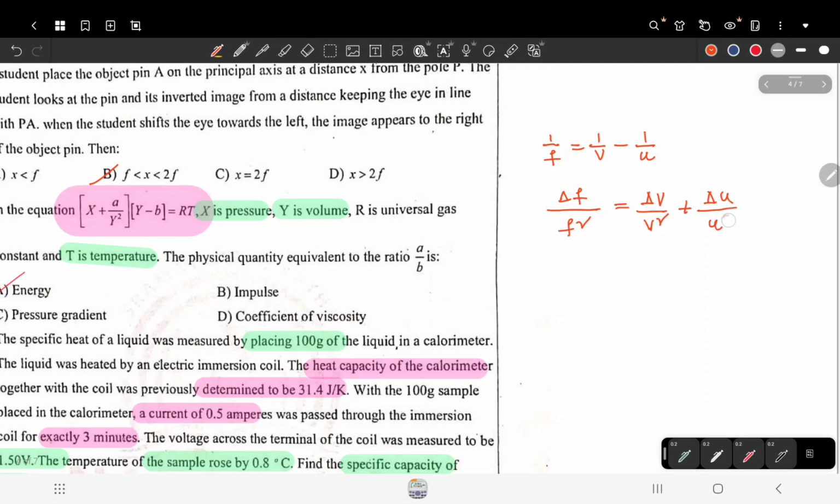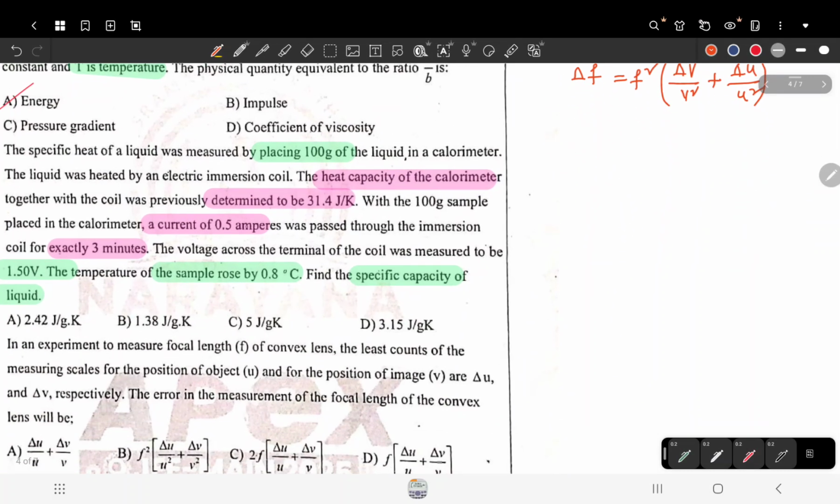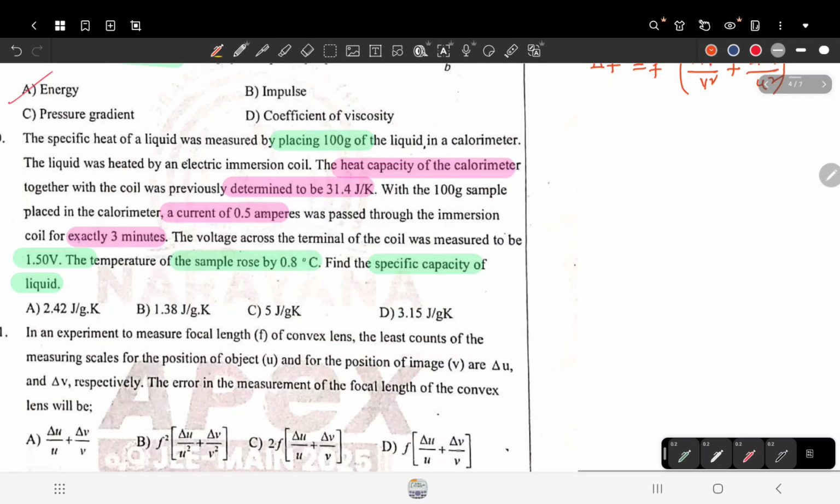Though there is a minus, we just add, because we want the maximum error. Therefore we have delta F equal to F square into delta V by V square plus delta U by U square. That's the answer for the error in the focal length, right? So the answer is F square into delta U by U square plus delta V by V square. That is option B.